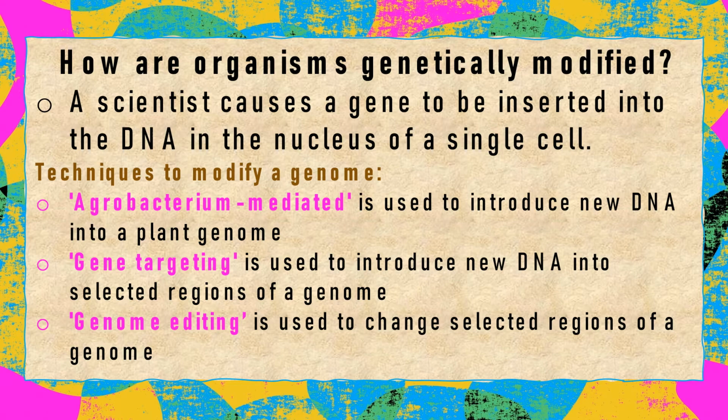There are several techniques that can be used to modify a genome. First, agrobacterium-mediated genetic modification is a technique used to introduce new DNA into a plant genome using a modified microbe. Next is gene targeting, a technique used to introduce new DNA into selected regions of a genome through a process called homologous recombination. And lastly, genome editing is a technique used to change selected regions of a genome using enzymes designed to cut specific DNA sequences.